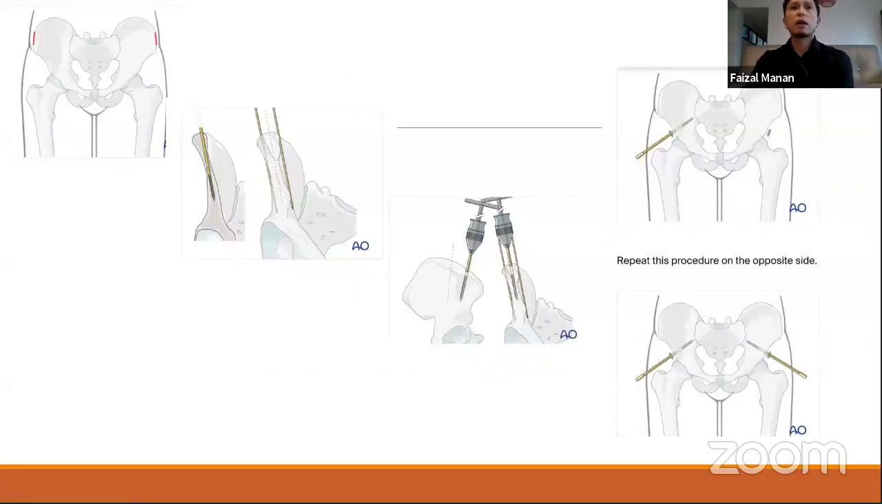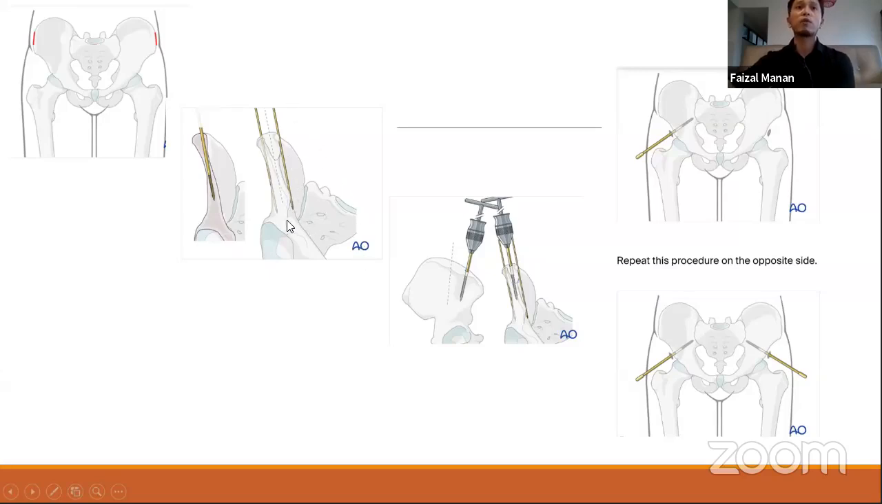This is an example of how you do an external fixator. You identify the landmark. This is for the iliac crest. You identify the landmark, then you know that you want to insert into the iliac crest here. You divide it into the outer table and inner table. As you can see here, the AO uses a K-wire, and it looks like a sharp K-wire, which we don't advise using.